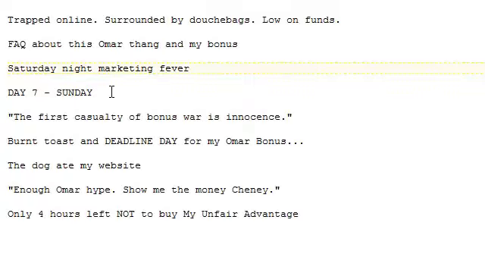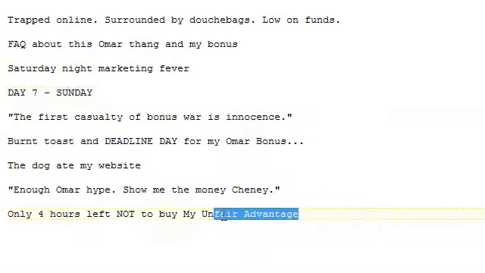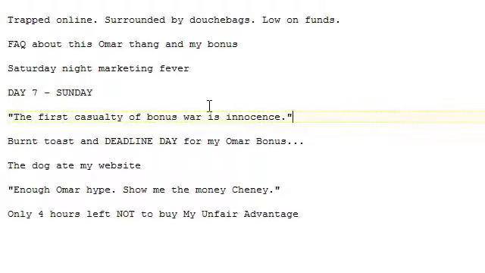Day 7, Sunday, the day this launch closes down. 5 emails sent out to my list on this day. Right, the first email, the first casualty of bonus war is innocence. This is a quote from Platoon, obviously without the bonus in it. The first casualty of war is innocence. So I'm talking about bonuses and the fact that other people just can't compete with my bonus and all this kind of stuff.